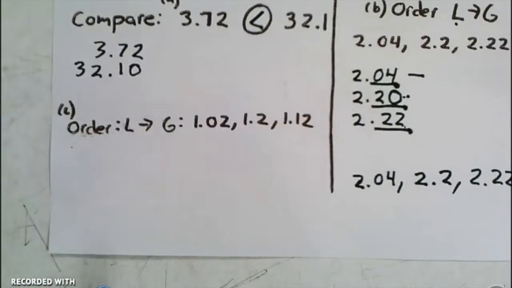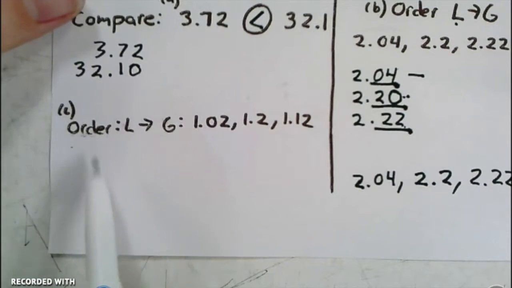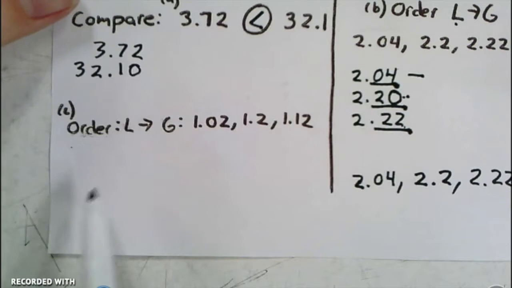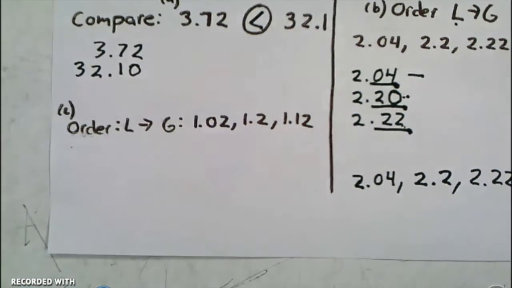All right, I want you to try example C on your own. The first step is to write these numbers in vertical order and line up those decimals, then annex any zeros that you need to, and put them in least to greatest order. Bring your answers with you to class tomorrow. Go ahead and get to work.